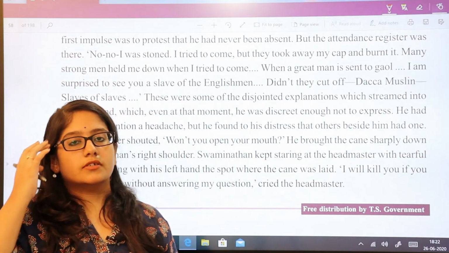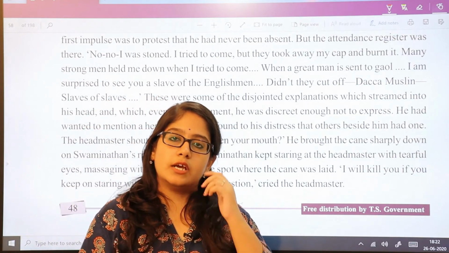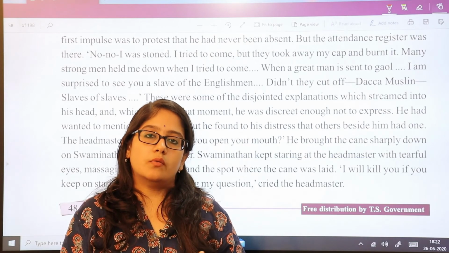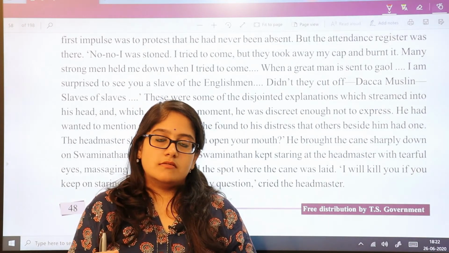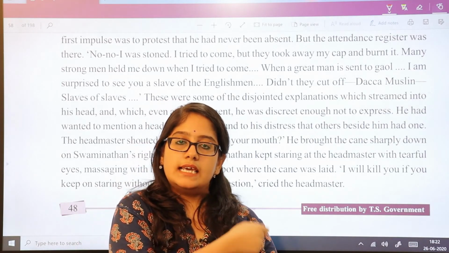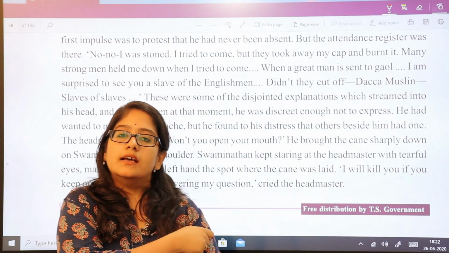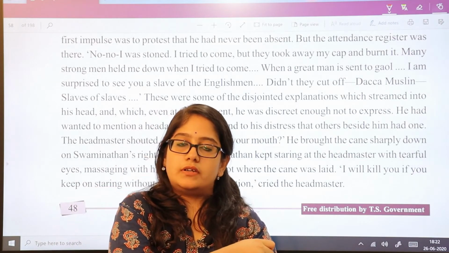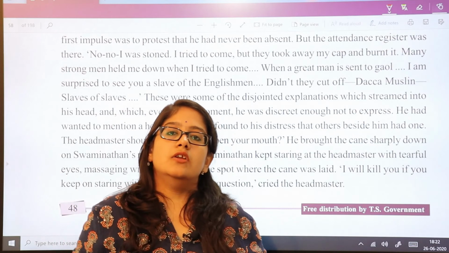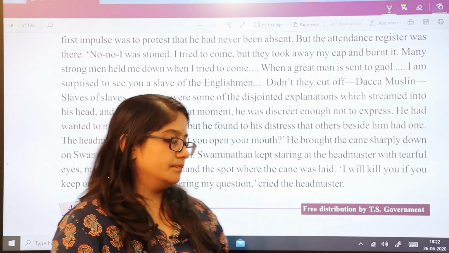Now what did the headmaster do? The headmaster was growing quite impatient because Swaminathan was not uttering any word. He was not speaking up. So the headmaster places the cane on Swami's shoulder. He places it in a very hard way, which was slightly painful. So Swami rubs his shoulders and he stares at the headmaster.